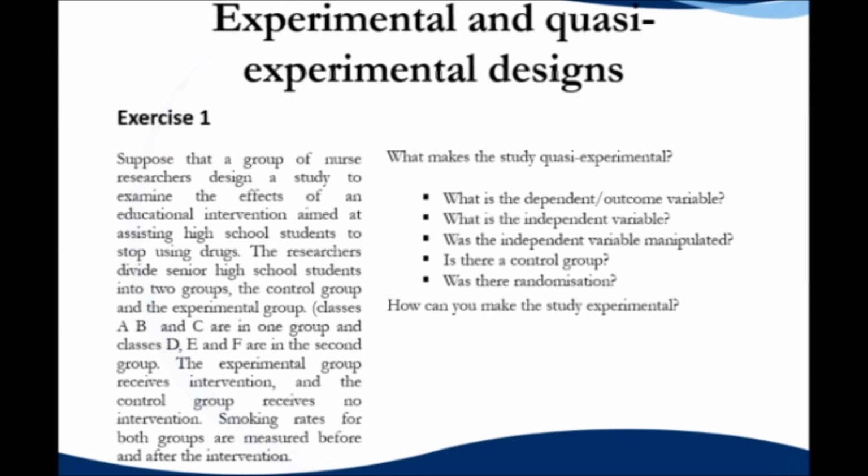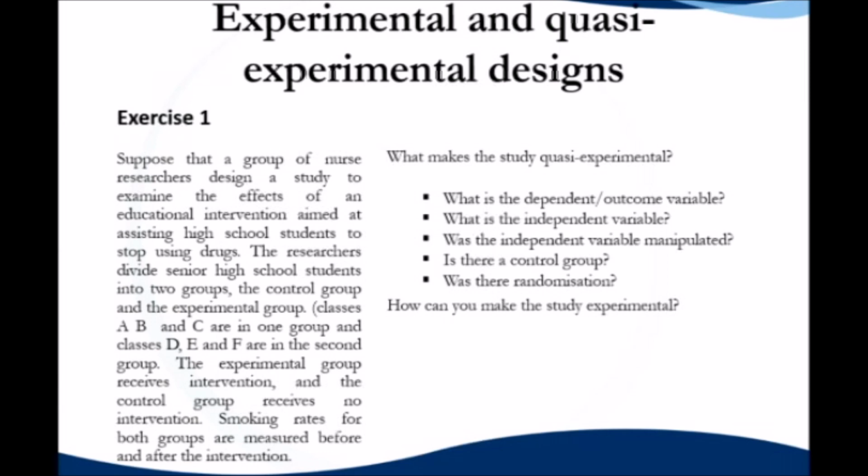Yes, there is a control group because there is a group that didn't get the intervention. The way the students are assigned, we can see that they just decided to take A, B, C, and D, E, F, and assign them in that way. So there is no randomization. So this is what is making the study a quasi-experiment. It is an experiment, but it is lacking one of the attributes of a true experiment, which is randomization. Can we make the study experimental?